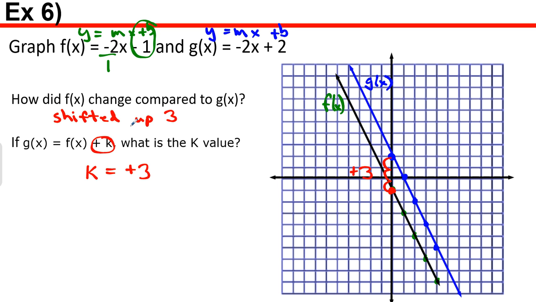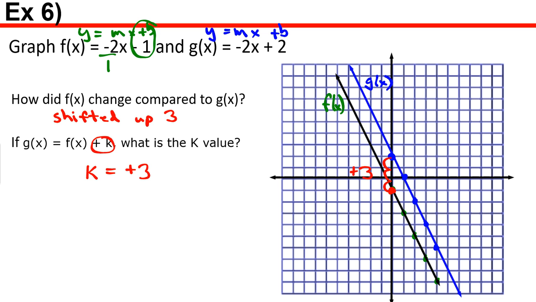So we first graphed f of x, which I graphed supposedly in green, but it turned out black. My bad. Then I graphed g of x in blue. We're looking at how f of x changed compared to g of x. So I'm looking at how f of x got to g of x, which here we went up 3 from our y-intercepts, because that's what we're going to use to find that vertical transformation. So then we shifted up 3. And the k value, of course, is that vertical transformation, which if we go up 3, makes it a positive 3.